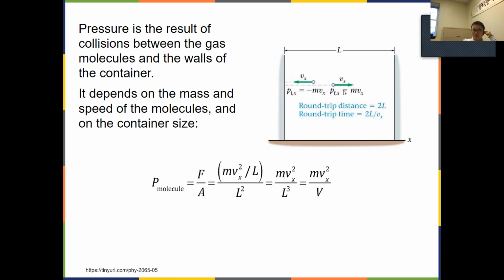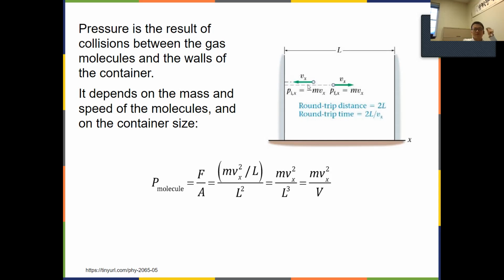What happens here is the momentum change. The initial momentum is mass times velocity, but it's going in the negative direction, so negative, and then you subtract that from the final. That gives you delta P. How often does this happen? Because it's an elastic collision, the velocity doesn't change, so the molecule bounces back with the same velocity Vx, hits the other wall, bounces back, and then hits this one again.